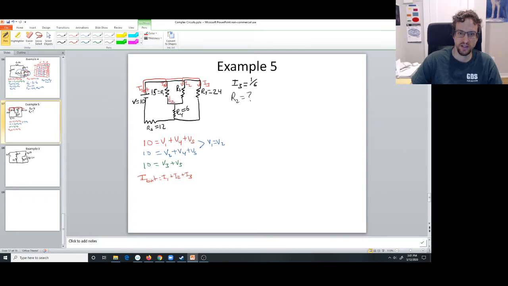I1 comes out of this and it goes into I4, and I2 comes out of this and it goes into I4. So what does that tell me? It tells me that I1 plus I2 flows into I4.